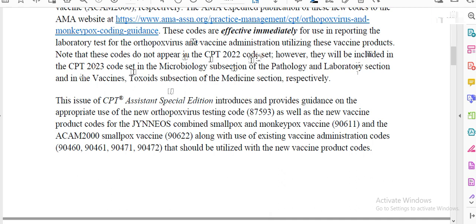This issue of CPT Assistant introduces and provides guidance on the appropriate use of the new orthopox virus testing code 87593, as well as the new vaccine product codes for the Jynneos combined smallpox and monkeypox vaccine 90611 and the ACAM2000 smallpox vaccine 90622, along with use of existing vaccine administration codes. So these are vaccine codes, and these are administration codes: 90460, 90461, 90471, 90472. They should be utilized with the new vaccine product codes.